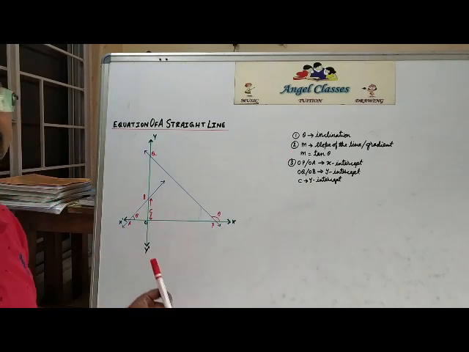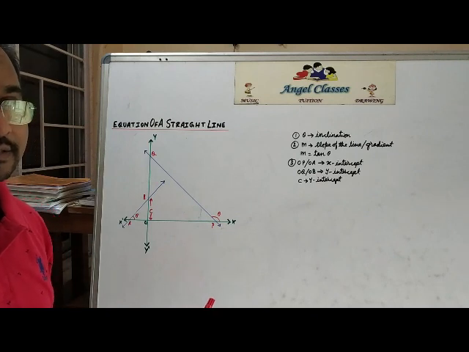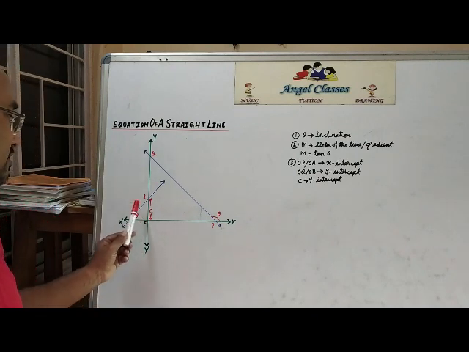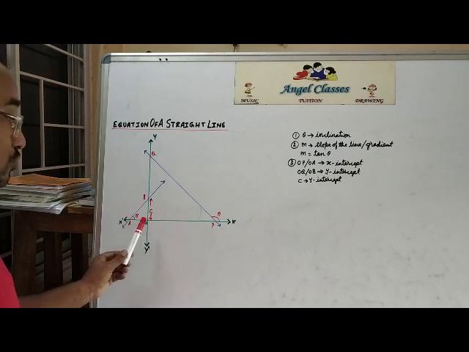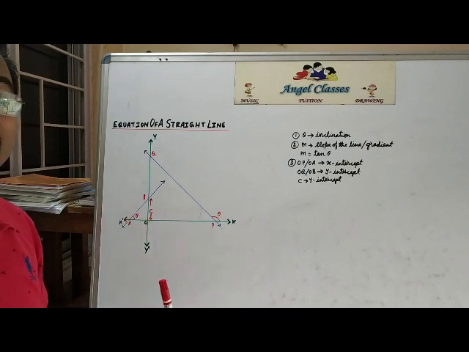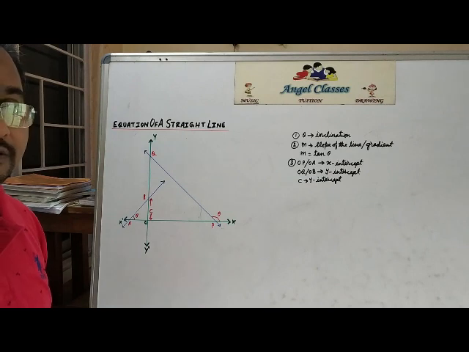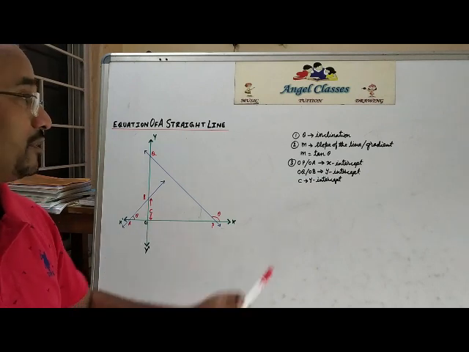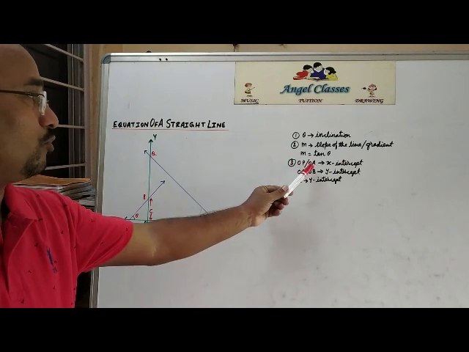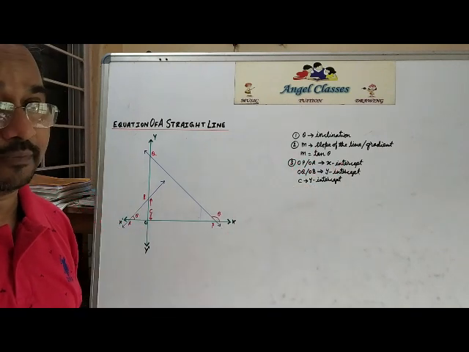Then these lines are cutting the x-axis and y-axis. So here the first line is cutting the x-axis at A. So this length OA will be called the x-intercept. And the same way for the second line, OP is the x-intercept. So I have written here OP or OA is called the x-intercept.